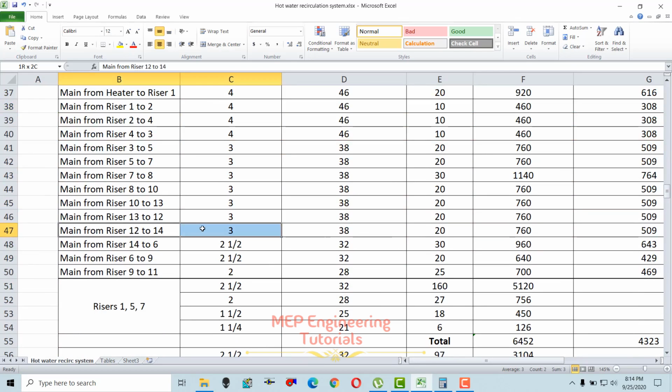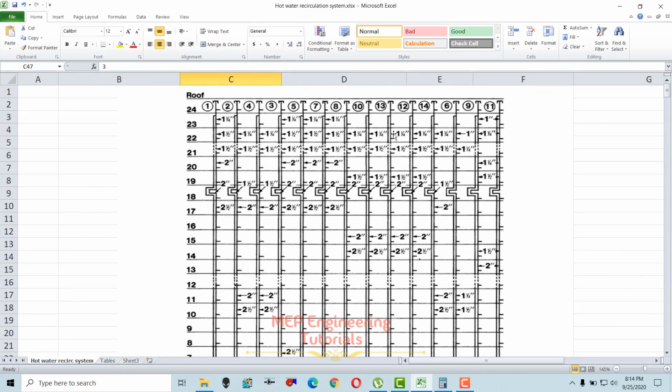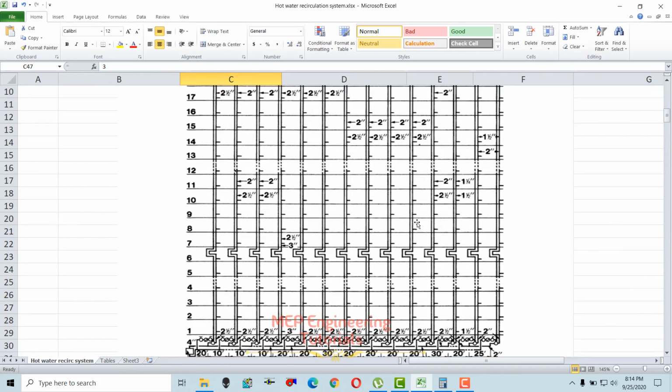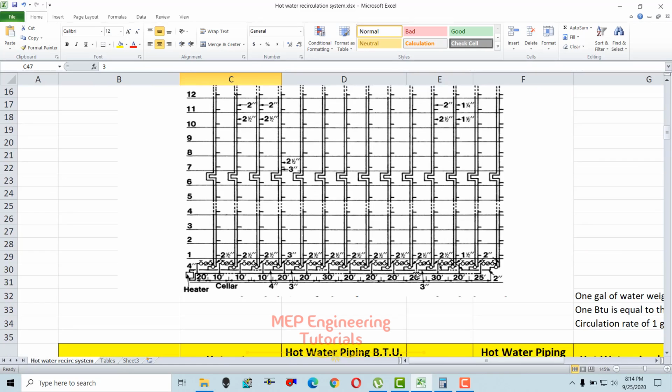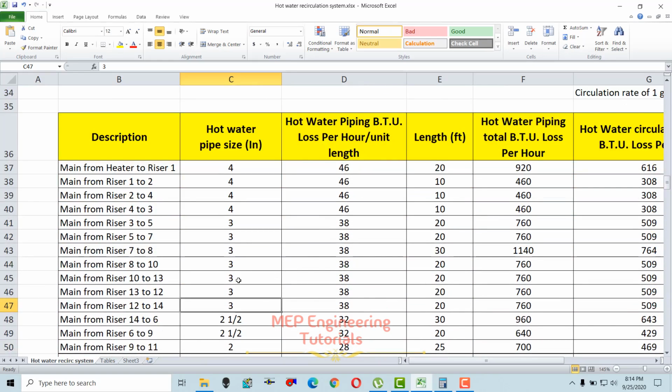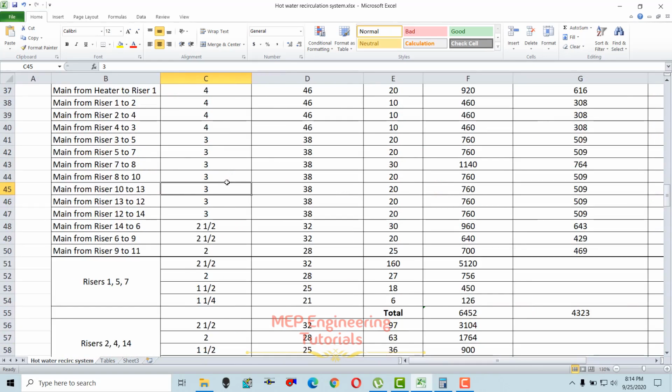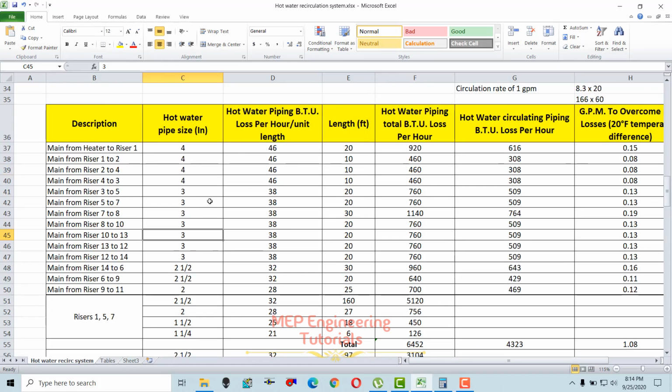Let's take another example, like riser 12 to 14, and how we get 3 inches. This is 12 and this is 14. In between them we have the horizontal main pipe, and you see the size is 3 inches. The hot water pipe size is 3 inches. In the same way, you have to write the pipe sizes here one by one for the hot water.